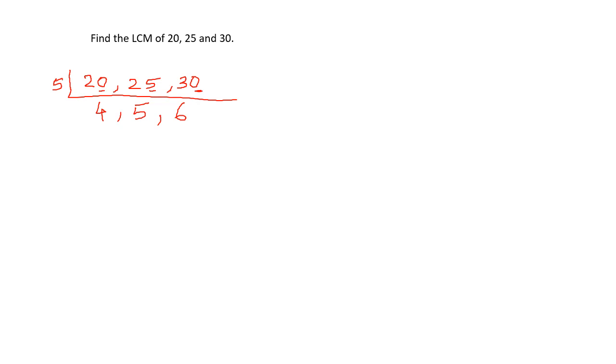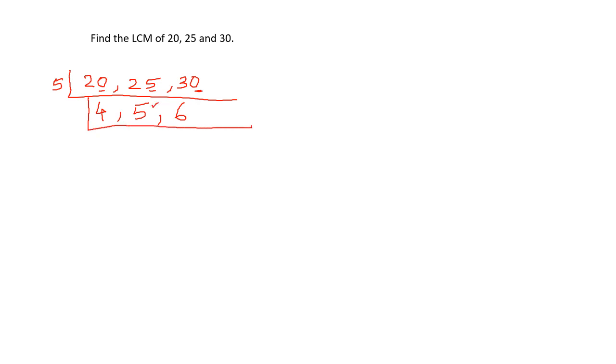5 is a prime number. So with 5 if you divide, 4 cannot be divided, 6 cannot be divided. So it is over. Our HCF of 20, 25 and 30 is going to be 5. But here we are not finding the HCF, we are finding the LCM. So what are we supposed to do? We are supposed to divide it further. We have a prime number, that is 5.